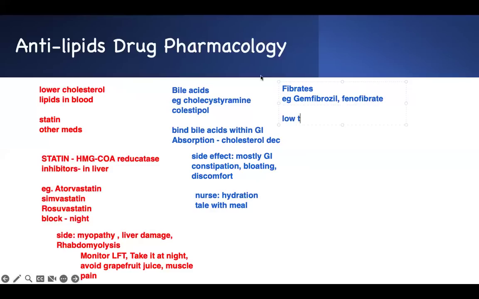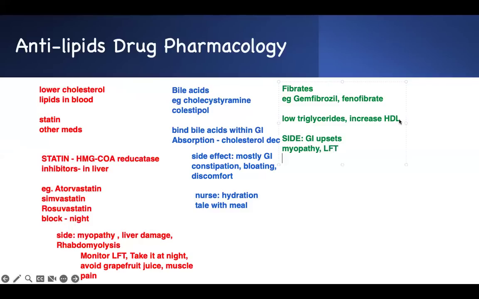What did they do mostly? They lower triglyceride. If you want to lower your triglyceride, these are very good. And they will increase your HDL, right? They lower your triglyceride, and they also increase your HDL. What are the side effects of these medications? Side effects are GI upset, and it also causes myopathy, and it may increase your LFT.